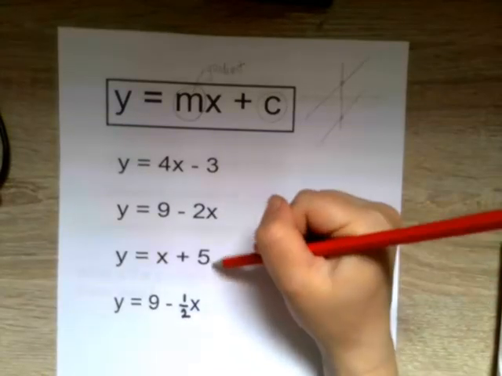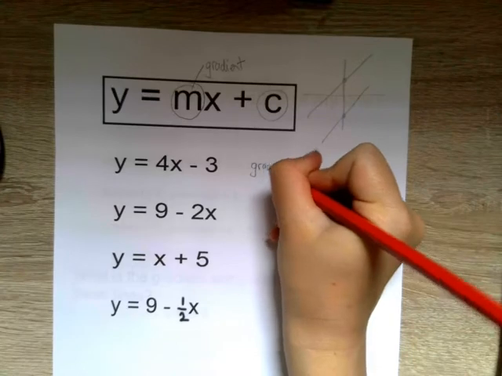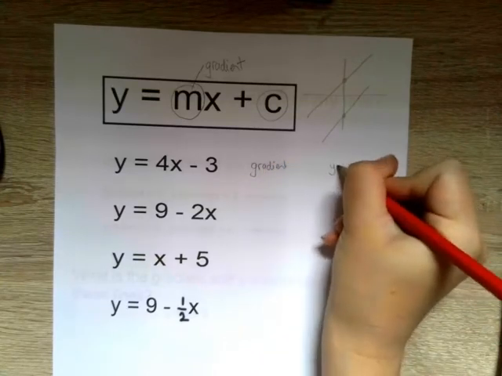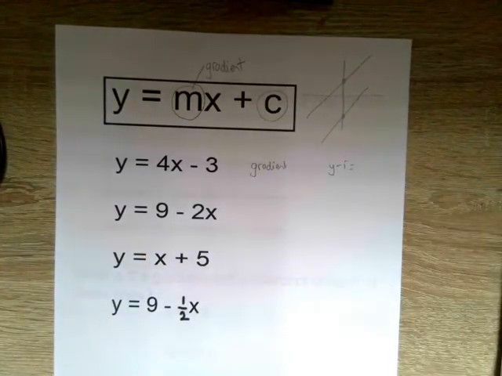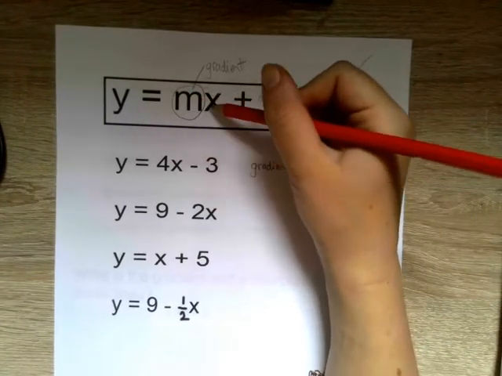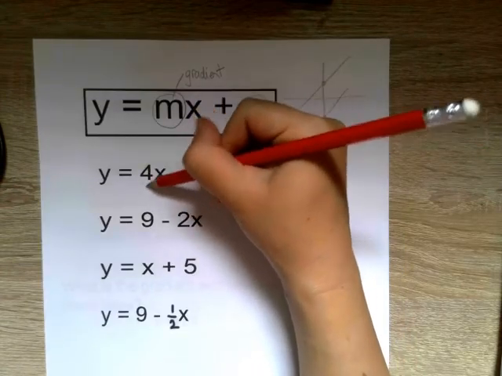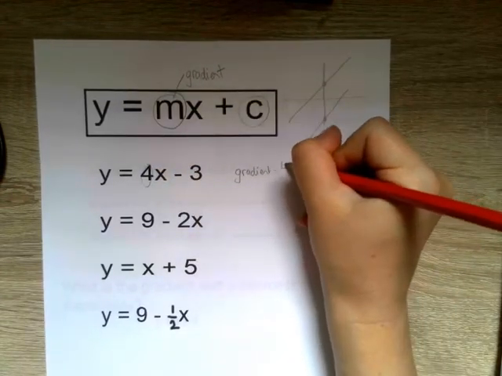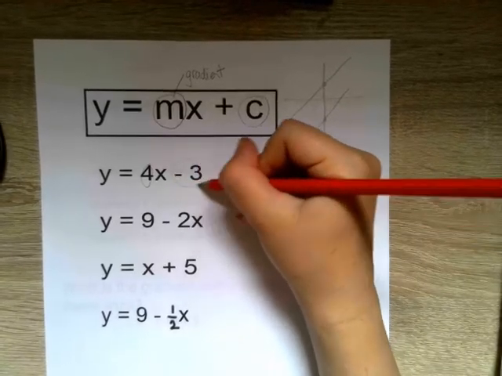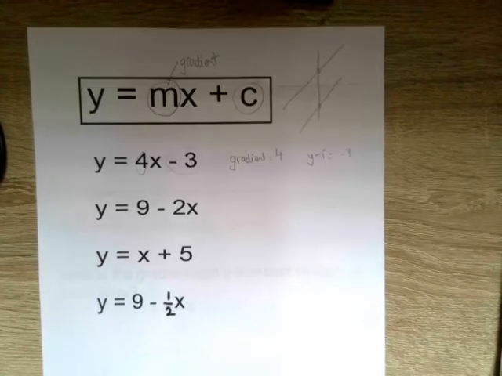So for each of these equations here, we're just going to look at finding the gradient and the y-intercept. So I'm just going to put yi each time to save a bit of time. So the gradient, you just got to be careful. It's not always the gradient first. It's whatever's in front of the x is your gradient. So this one here, we've got 4 in front of the x, so the gradient is 4. And then that means the intercept is the other number, isn't it? So it's the -3. So we'd cross the y-axis at -3.